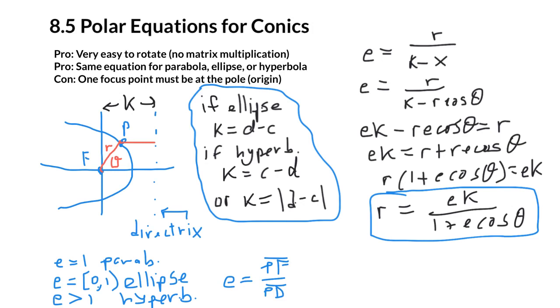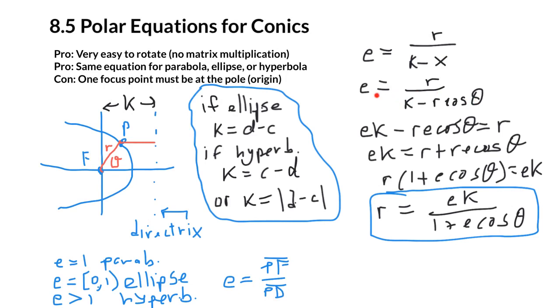Okay, so the eccentricity would be the ratio, the distance, f to p, which in polar would just be r. R is that length, over the p to the directrix, which would be k, subtracting out that little distance right there, which would be r cosine theta. So we would have our ratio.